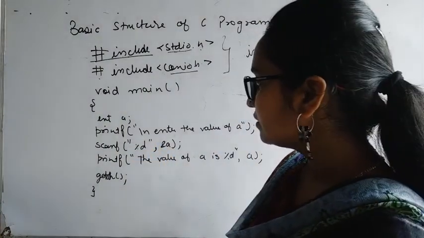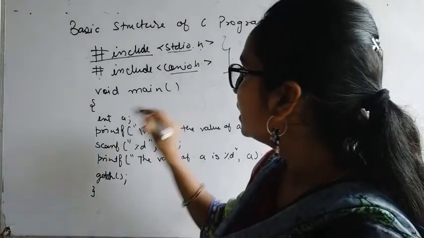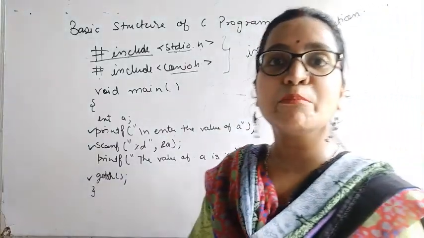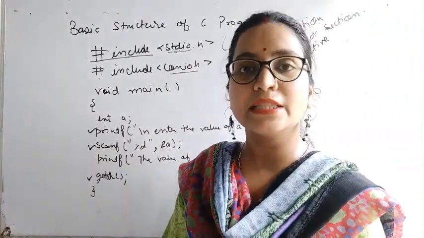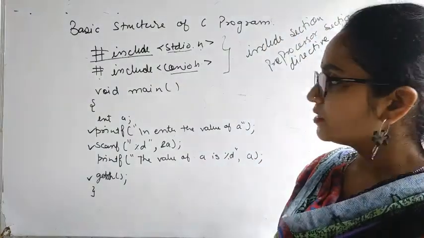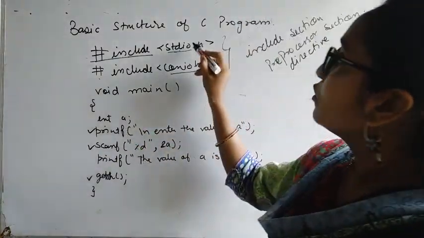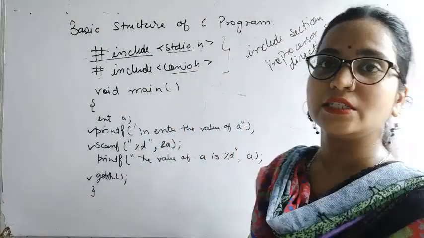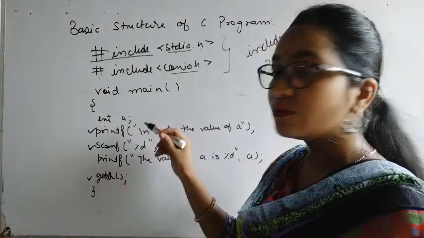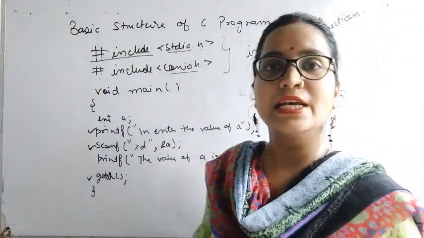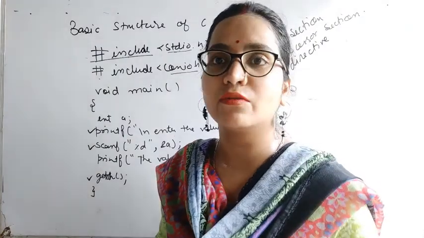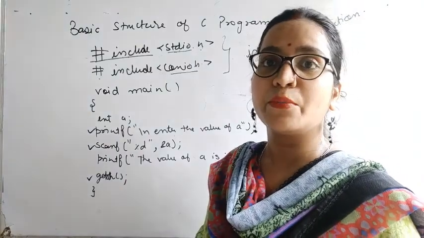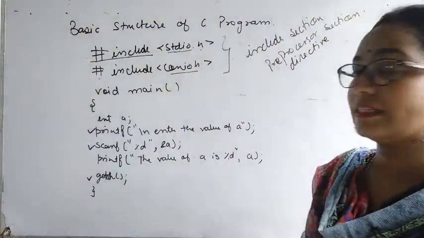There are many built-in functions. Some of the built-in functions we have used are printf, scanf and getch. These are the built-in functions of C that are used in this program. So printf and scanf are included in the file stdio.h, and getch is in conio.h. So we need these functions, and we have to include these header files. Similarly, there are many more functions and header files, but for the basic program you should include these two header files in your program.